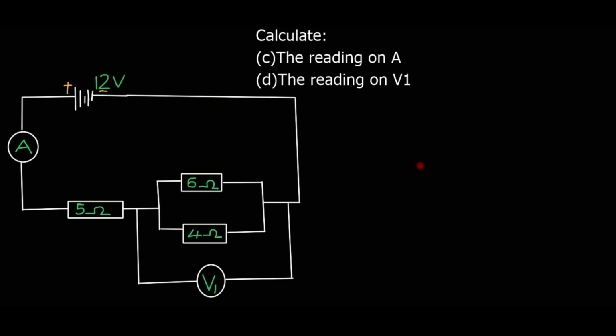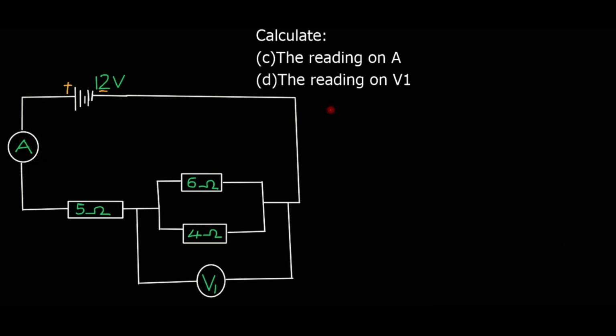Our next question is calculate the reading on A. This is our A. Remember A is the ammeter. The ammeter is the instrument that measures current. Actually this question wants us to know the current flowing through this A. We know the current comes out as total and flows along this conductor. So our current is still full at this point A, because our current has not divided anywhere. So the total current is at this point A. Actually this question wants us to calculate the total current of the circuit.